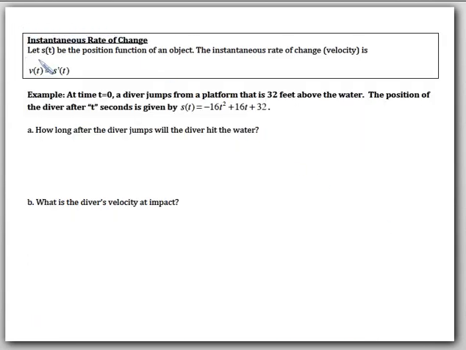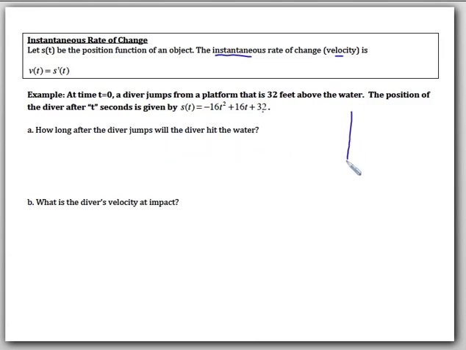So let's just say that s of t is a position function of an object. The instantaneous rate of change, or the velocity, is the derivative of the position function. So our function v of t is s prime of t. So an example: at time t equals 0, a diver jumps from a platform that is 32 feet above the water. The position of the diver after t seconds is given by negative 16t squared plus 16t plus 32. The first question, how long after the diver jumps will the diver hit the water?